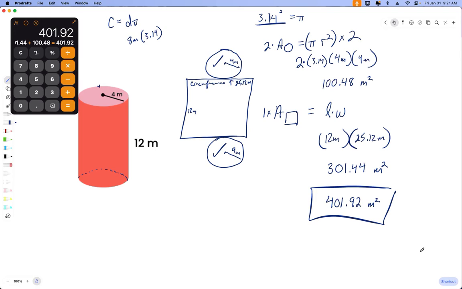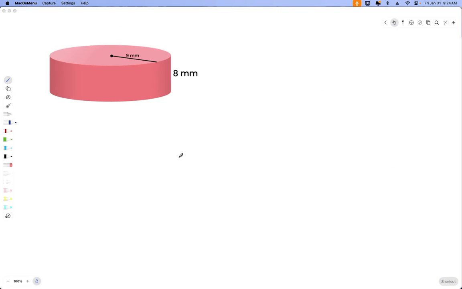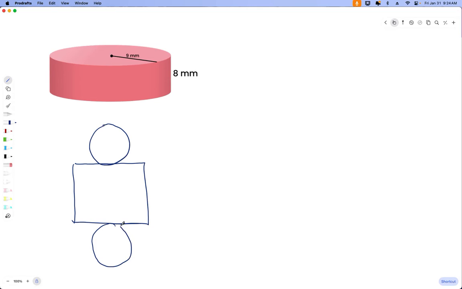So let's go through that again for the next one. Let's start by drawing our net. We have a circle at the top. We have that can label that we peeled off, which makes a rectangle in the middle. And then we have a circle at the bottom. Let's put in our dimensions on these circles. We have 9 millimeters here, which means we have a 9 millimeter radius here.